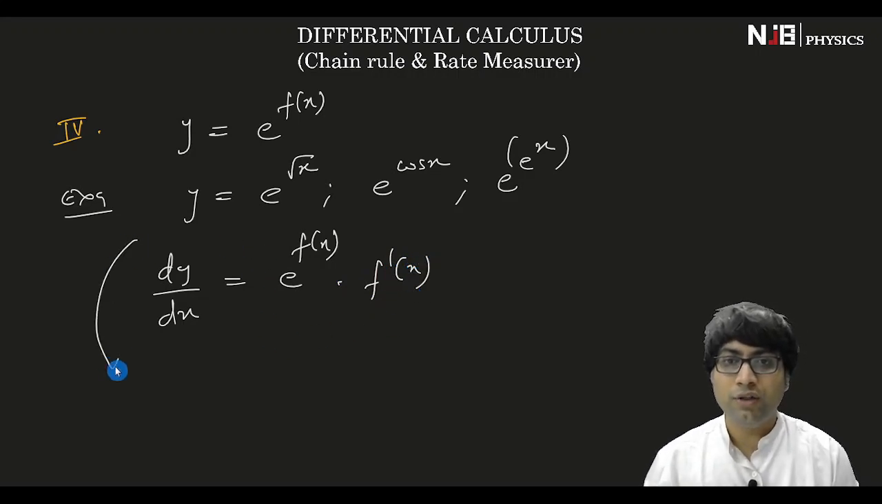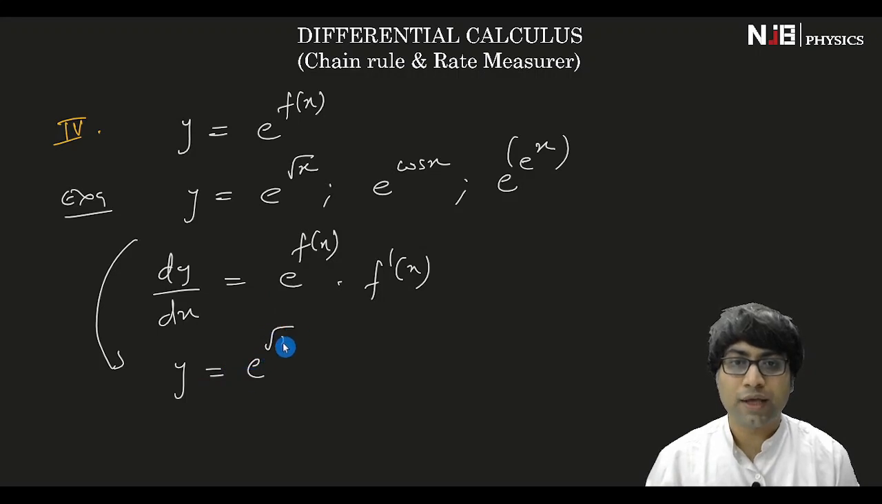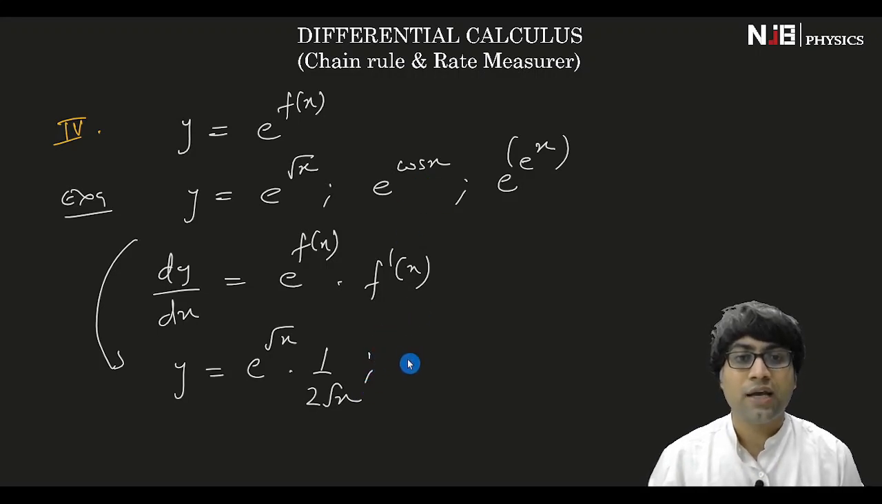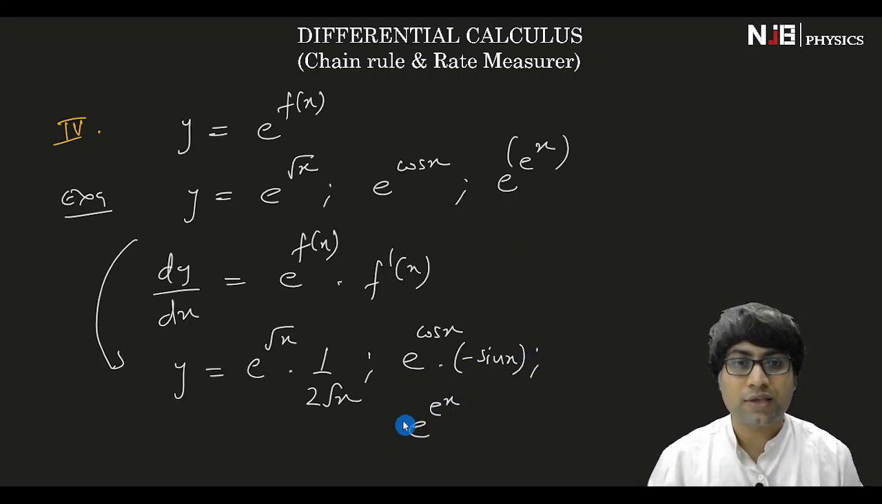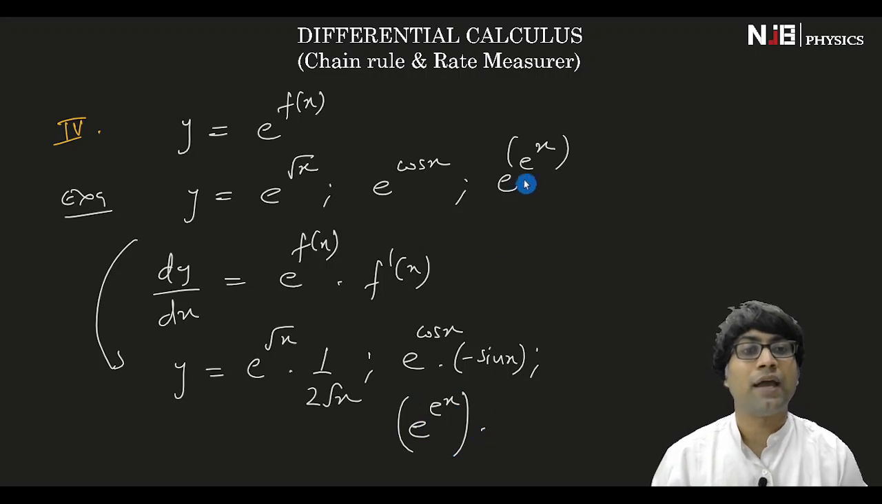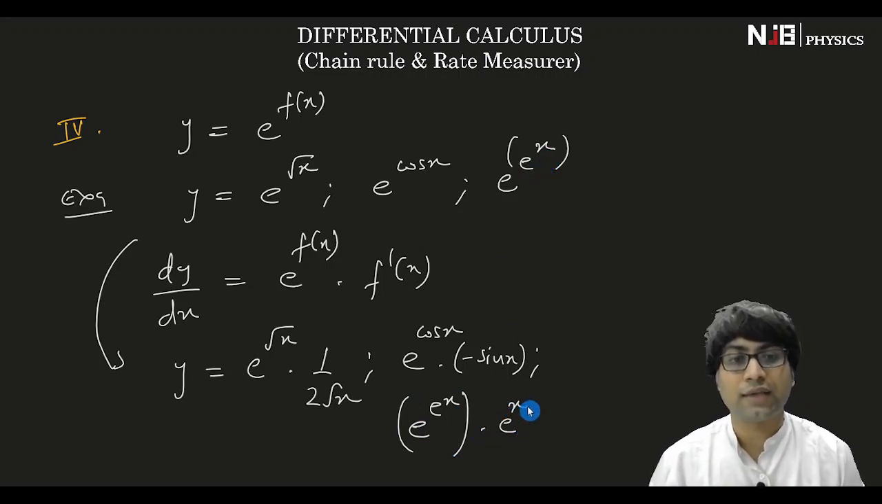And therefore, in all these situations, y is going to be equal to e to the power root x as it is, and the derivative of root x will be 1 by 2 root x. And e to the power cos x will remain as e to the power cos x, and the derivative of cos x will be minus of sin x. This is going to be in multiplication. And in the third case, it is going to be e to the power x as it is, multiplied by the derivative of e to the power x, which we already know is e to the power x.